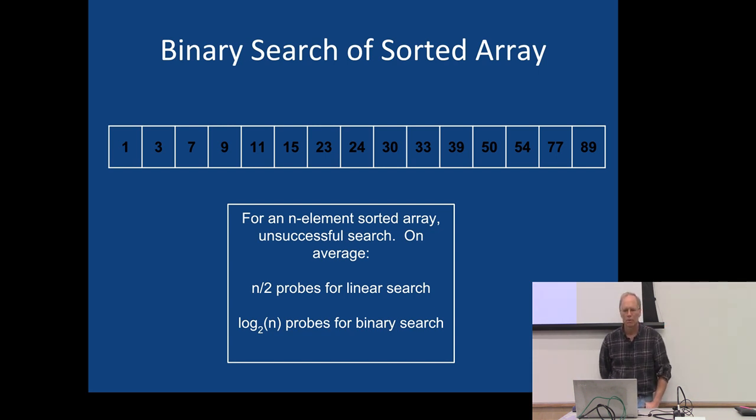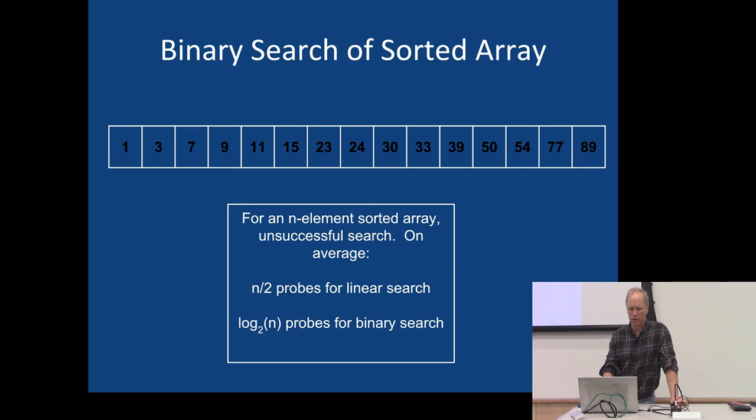Okay, and then I say here that an unsuccessful search with binary search, the second algorithm we looked at, takes log base 2 of n probes. Now where does that come from? Log base 2 of n. Go for it. How many times you divide it in half. Okay, he said it's the number of times you can divide the array in half.